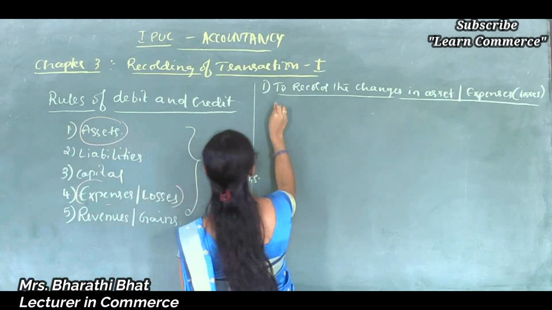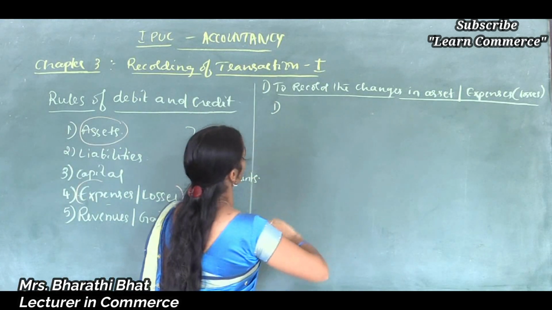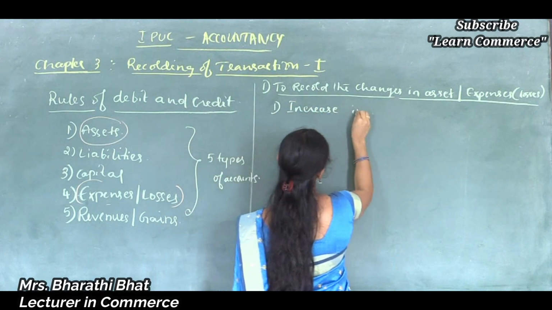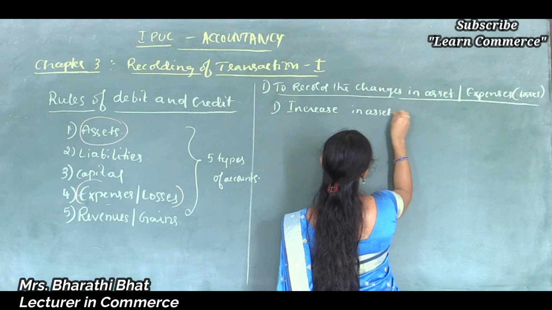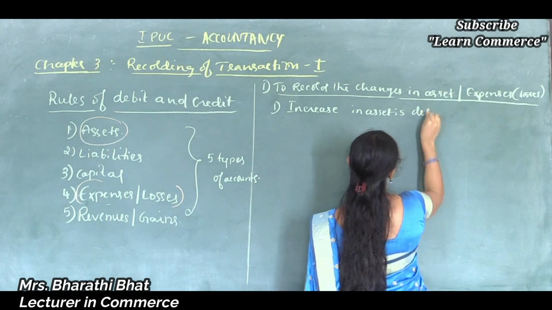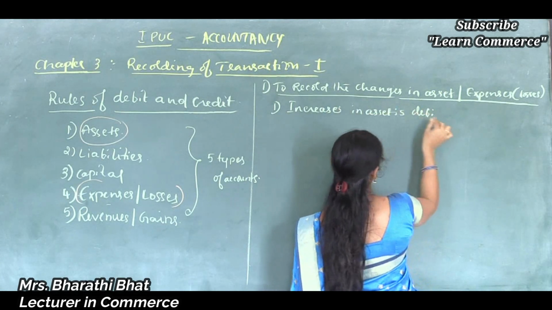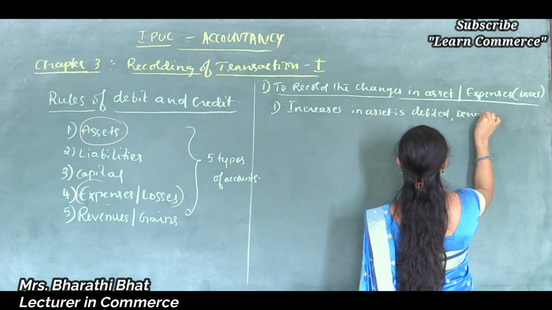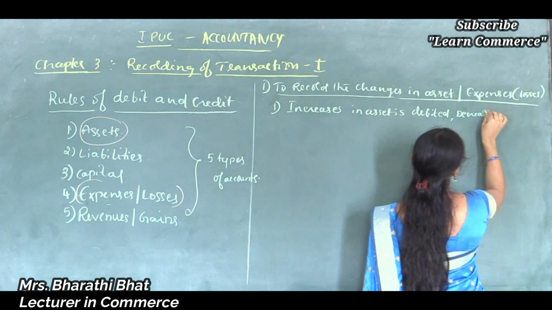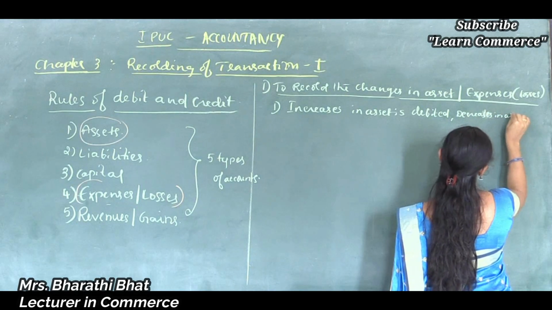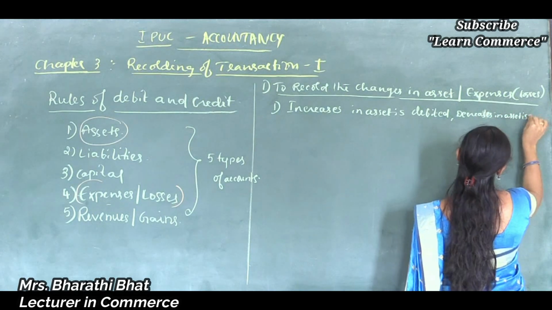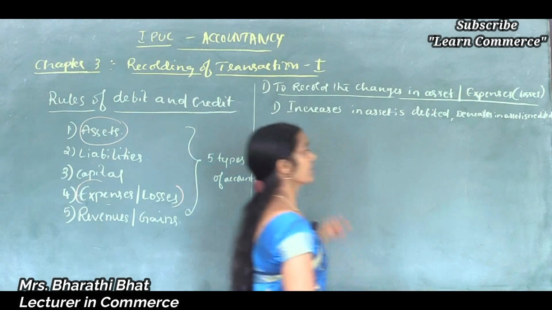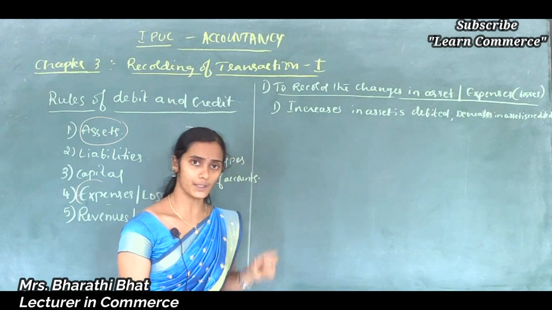Like the first one: increase in asset is debited. Increase in asset is debited. Decrease in asset is credited. Decrease in asset is credited. See, these rules are very important.